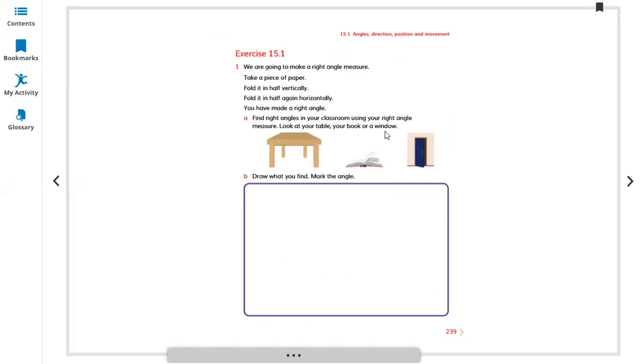Exercise 15.1. We are going to make a right angle measure. Take a piece of paper, fold it in half, fold it in half again. So you have made a right angle. Obviously, you made a right angle because you made a quarter. When you fold the paper two times, first you are making a half, and then the second time you are making a quarter.